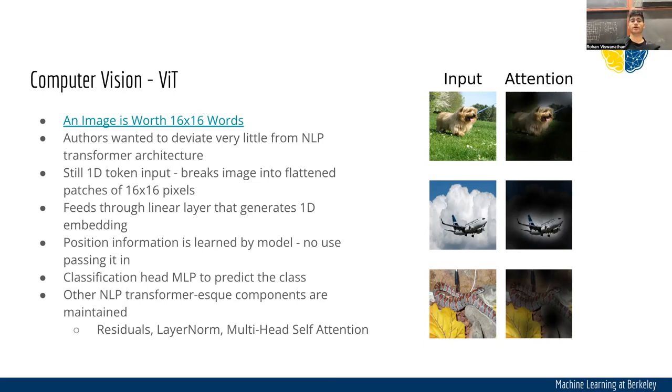This paper is extremely good: An Image is Worth 16x16 Words. It talks about how the authors wanted to deviate very little from the classical NLP BERT-style transformer architecture. So we still have 1D token inputs. We're flattening an image into patches of 16 by 16 pixels, and we're passing these through a linear layer, which will generate our embeddings, and then passing those embeddings into our transformer model. The positional information now is learned by the model. We don't have a positional embedding that we're passing in.